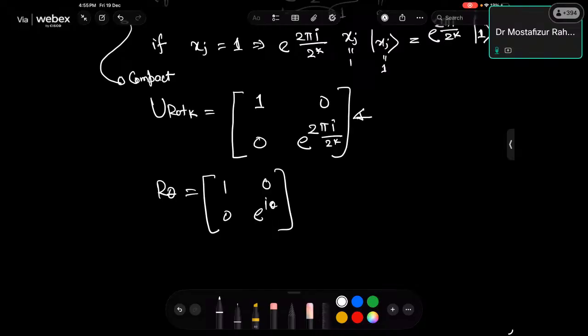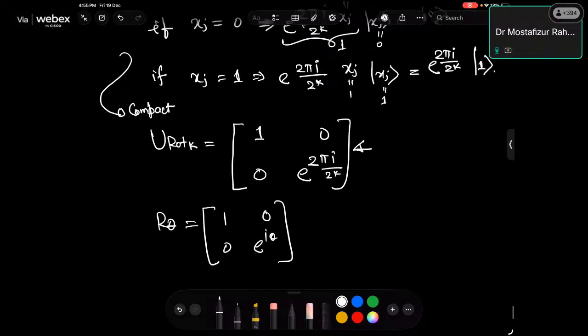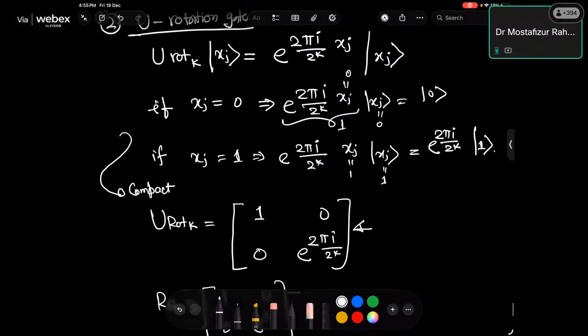This is also another thing, but you can write, if you have a phase gate with kth rotational coefficient, this is equivalent to [[1, 0], [0, e^(2πi/2^k)]], right?